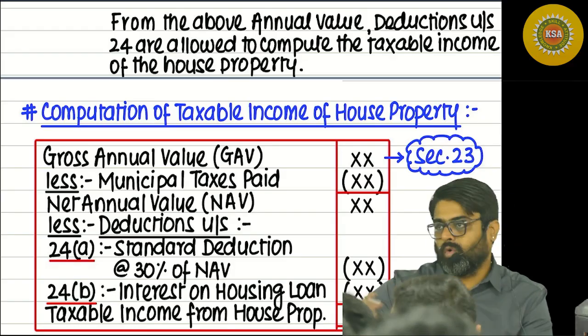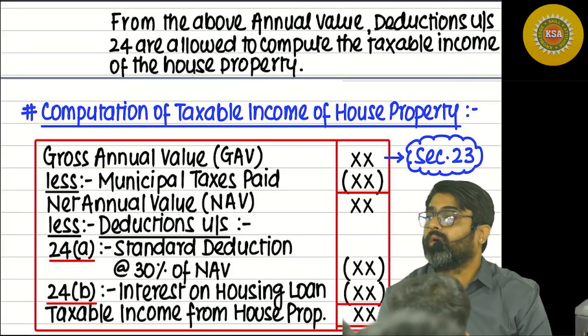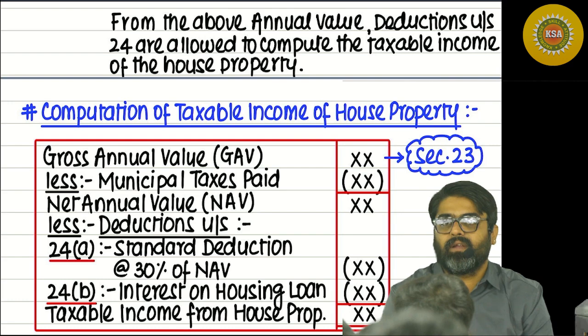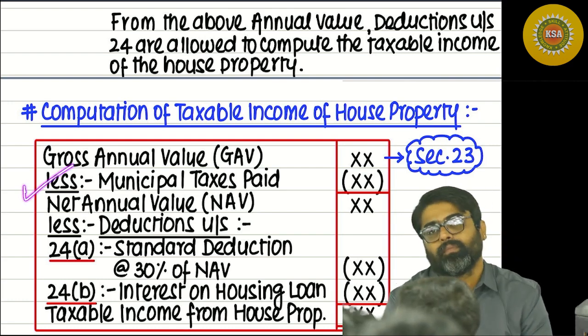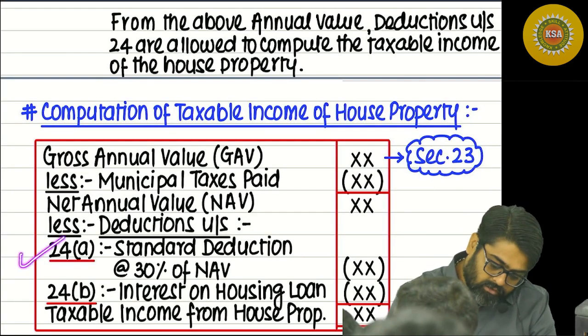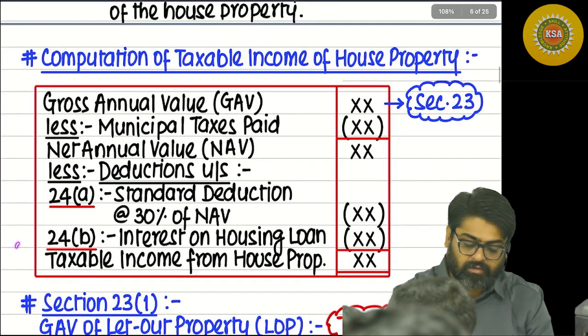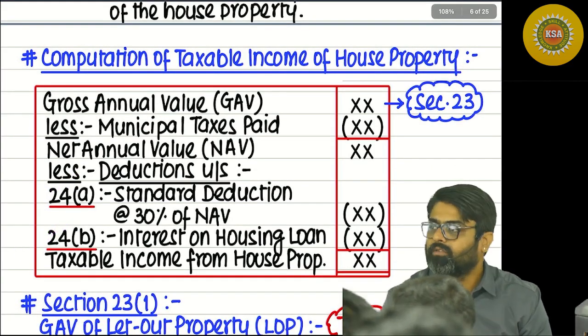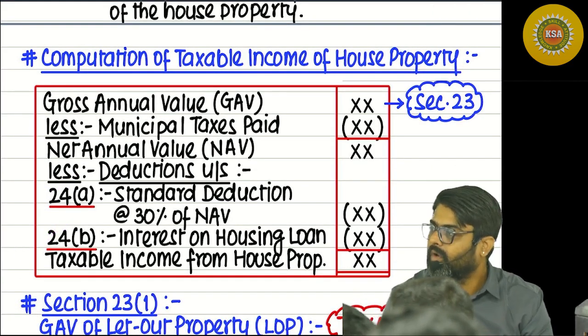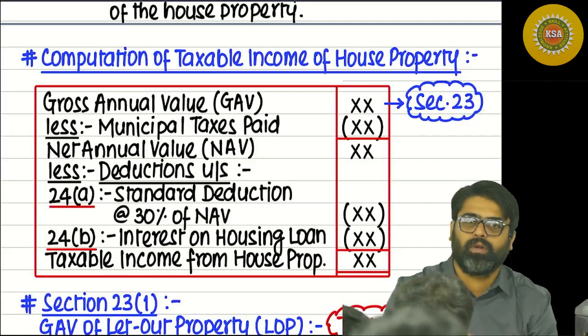And once we are through with the GAV calculations, then we'll discuss municipal tax, then we'll discuss the standard deduction, and that's it. The chapter will be over. One or two miscellaneous things are there, that I will also have to discuss. The chapter will be over.